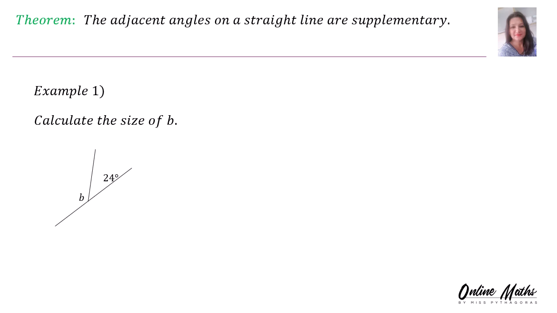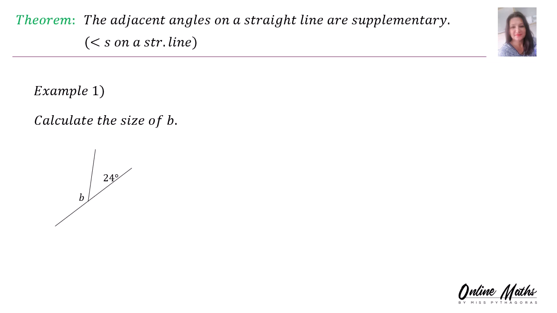Now there's a theorem in maths that states the adjacent angles on a straight line are supplementary, and the abbreviation we use is angles on straight line. Now what does this mean? It means the two adjacent angles on a straight line are supplementary. That means they add up to 180 degrees.